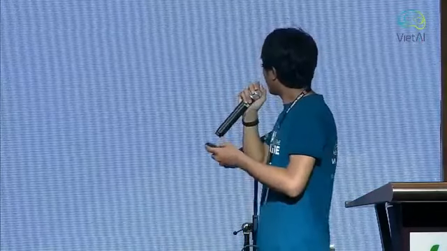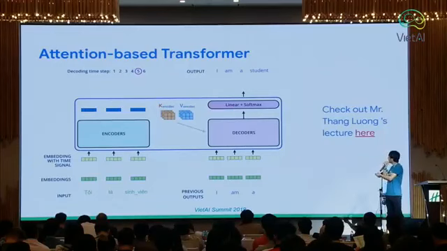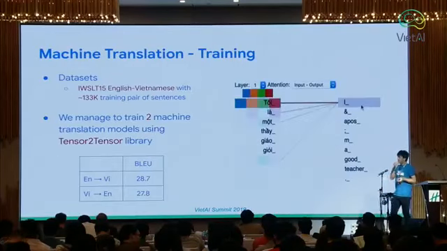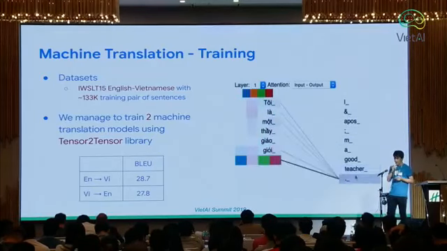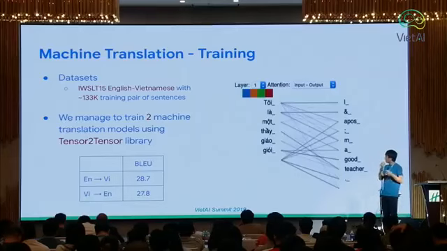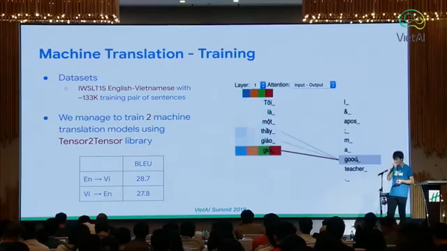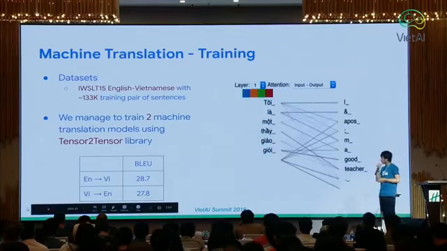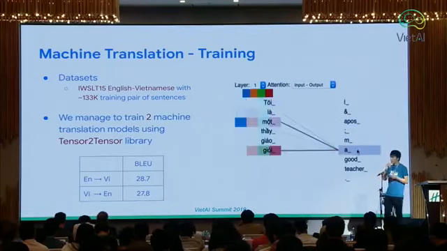In case you want to know more about the transformer, the lecture from Mr. Thang is a very cool lecture for you to check out, which has been recently published on our Facebook page. For the training, we make use of the IWSLT15 dataset with about 133 thousand training sentence pairs, and we managed to train two translation models using the Tensor2Tensor library, and our models achieved a BLEU score that is competitive with the current state of the art.